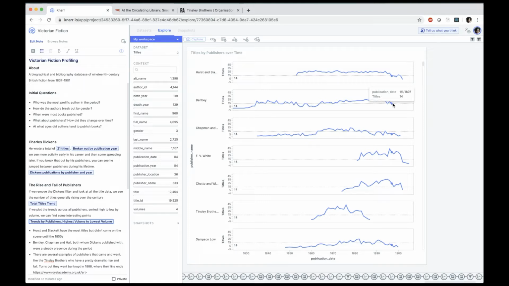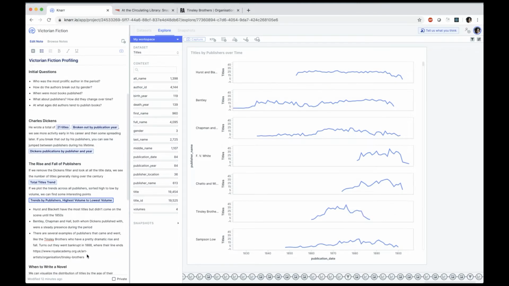Now, another interesting thing you'll see in here is some data points like the Tinsley brothers, with these really dramatic curves where you start with like one title and then you're up here publishing 40 titles in a year, which is higher than a lot of these more established publishers, and then a decline suddenly again right back down, ending with like one last title in 1887.